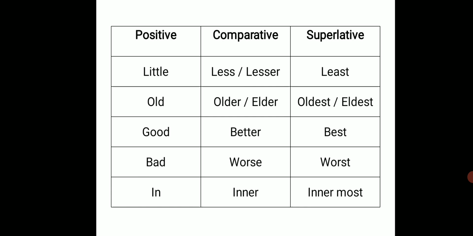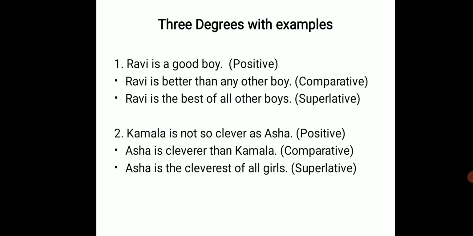Here are a little different words: little, less, least. Old, older, oldest or eldest. Good, better, best. Bad, worse, worst. This is how the formation of words works.